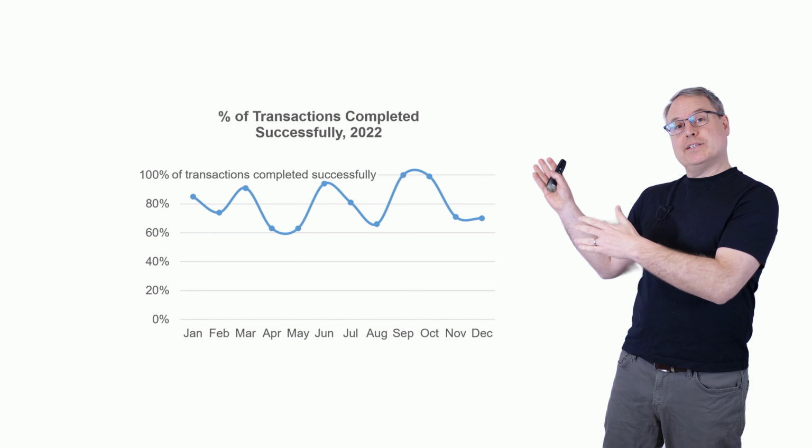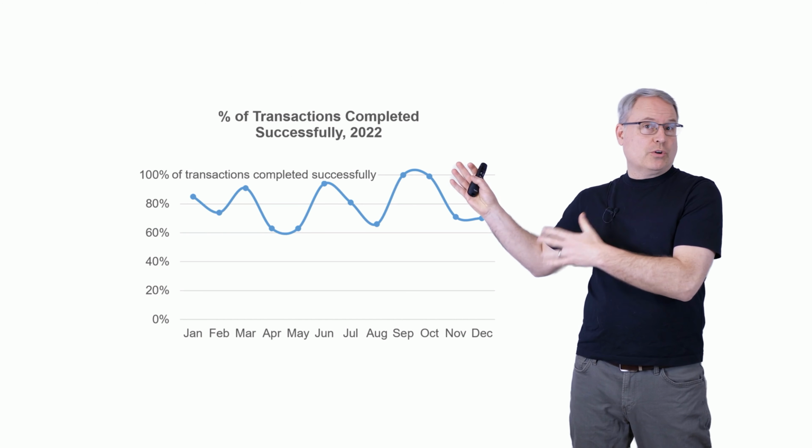You've probably seen line charts that look like this, with kind of smooth or kind of curvy lines.